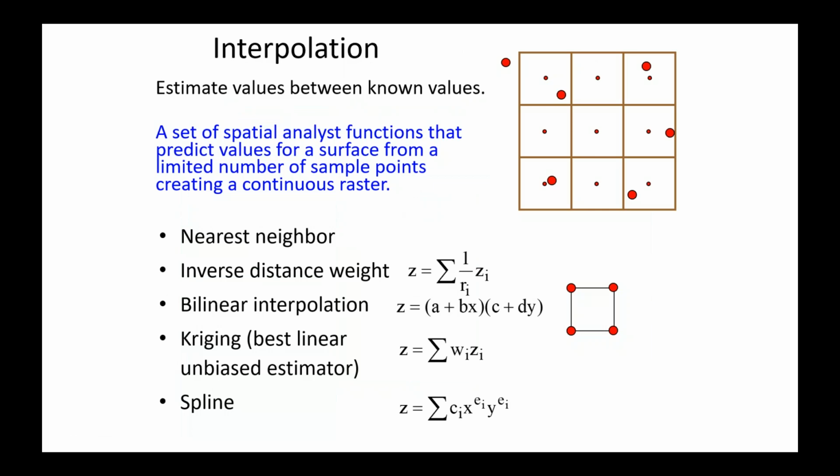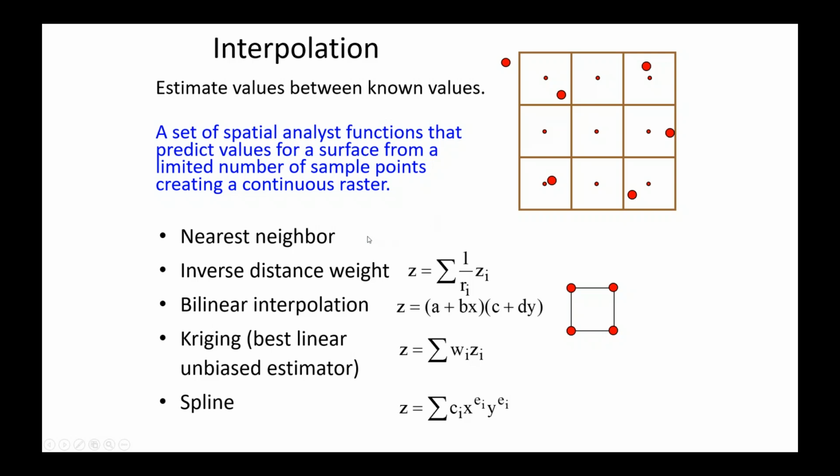So in doing this, we realized that there is actually interpolation involved. So I wanted to talk a little bit about interpolation, which is really estimating values between known values. Here we've been interpolating with regular grids, but interpolation isn't necessarily limited to that. It could apply for irregularly sampled points. And interpolation is really any set of functions that predicts a value for a surface from a limited number of sample points, creating a continuous raster.